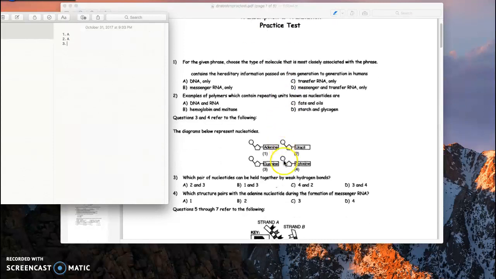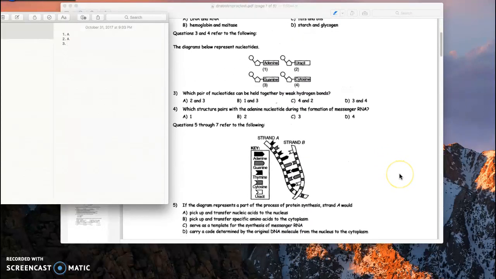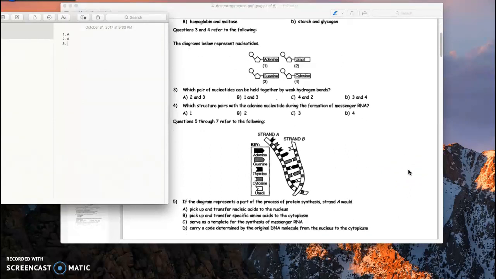So questions 3 and 4 refer to these pictures here. Which pair of nucleotides can be held together by weak hydrogen bonds? It's important to remember that all nucleotides are held together by weak hydrogen bonds, so don't let that part throw you off. Essentially, this question is asking you which ones pair up. So we can see that adenine and uracil are going to pair, as well as guanine and cytosine. For number 3, you don't have 1 and 2 as an option. So your only option is going to be 3 and 4, which is D.